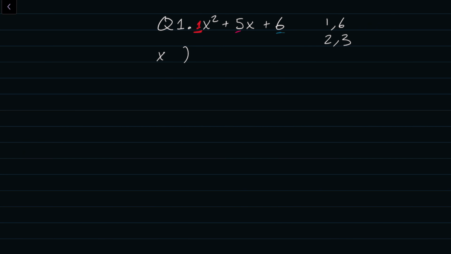So we're going to write out our two brackets. We know they're going to both have x's in the front of them. We're going to do plus 2 in the first one and plus 3 in the second one.